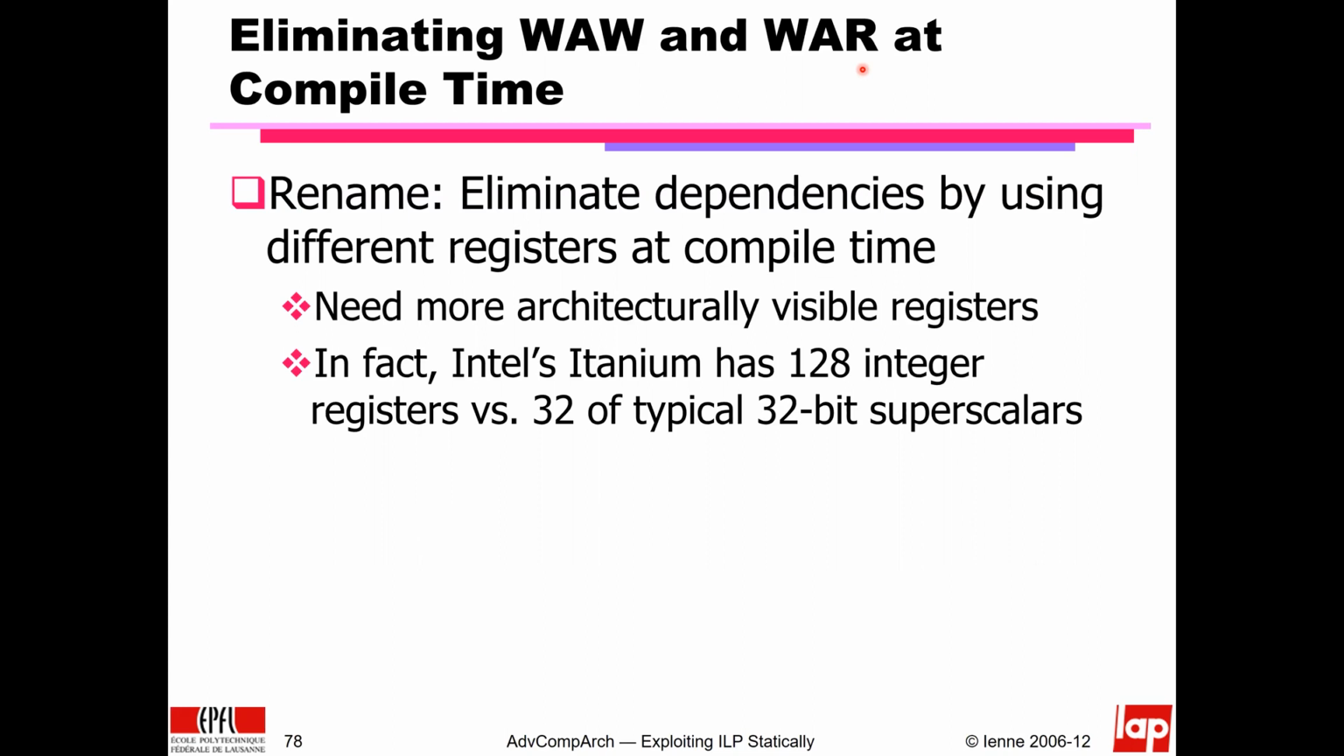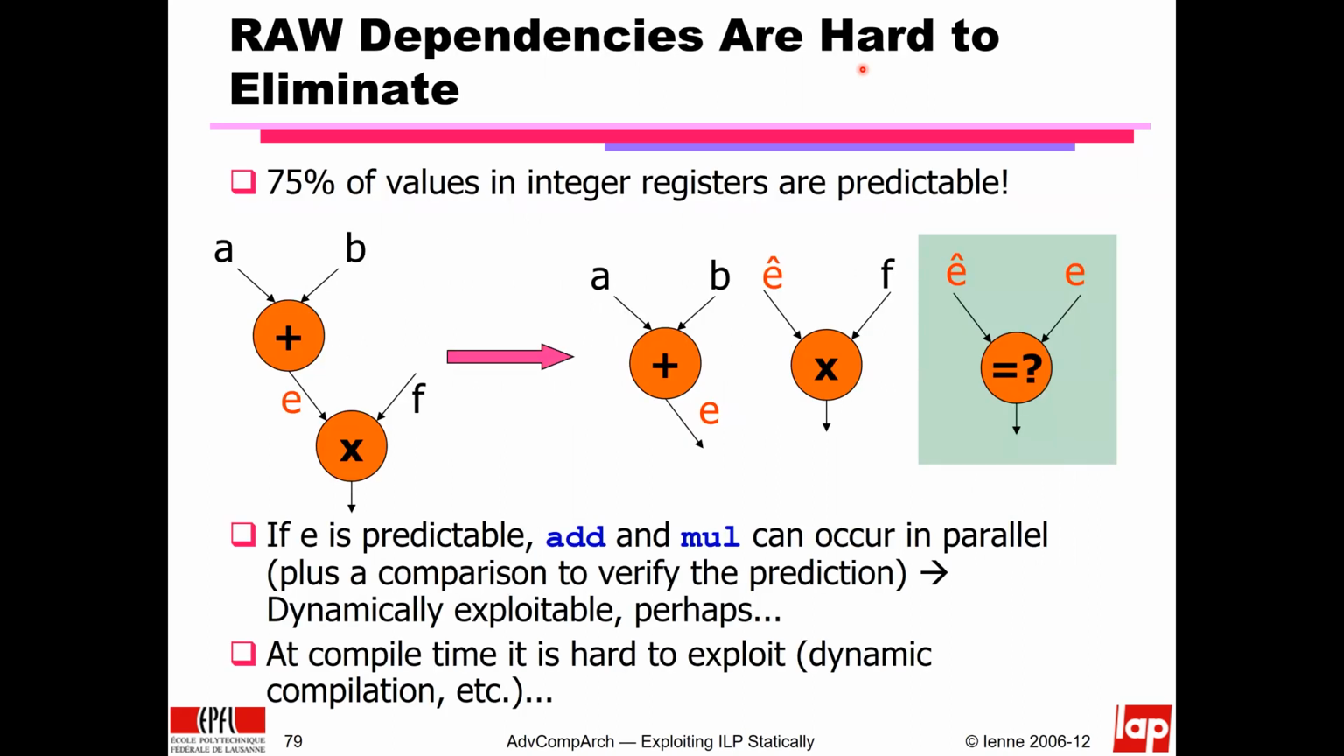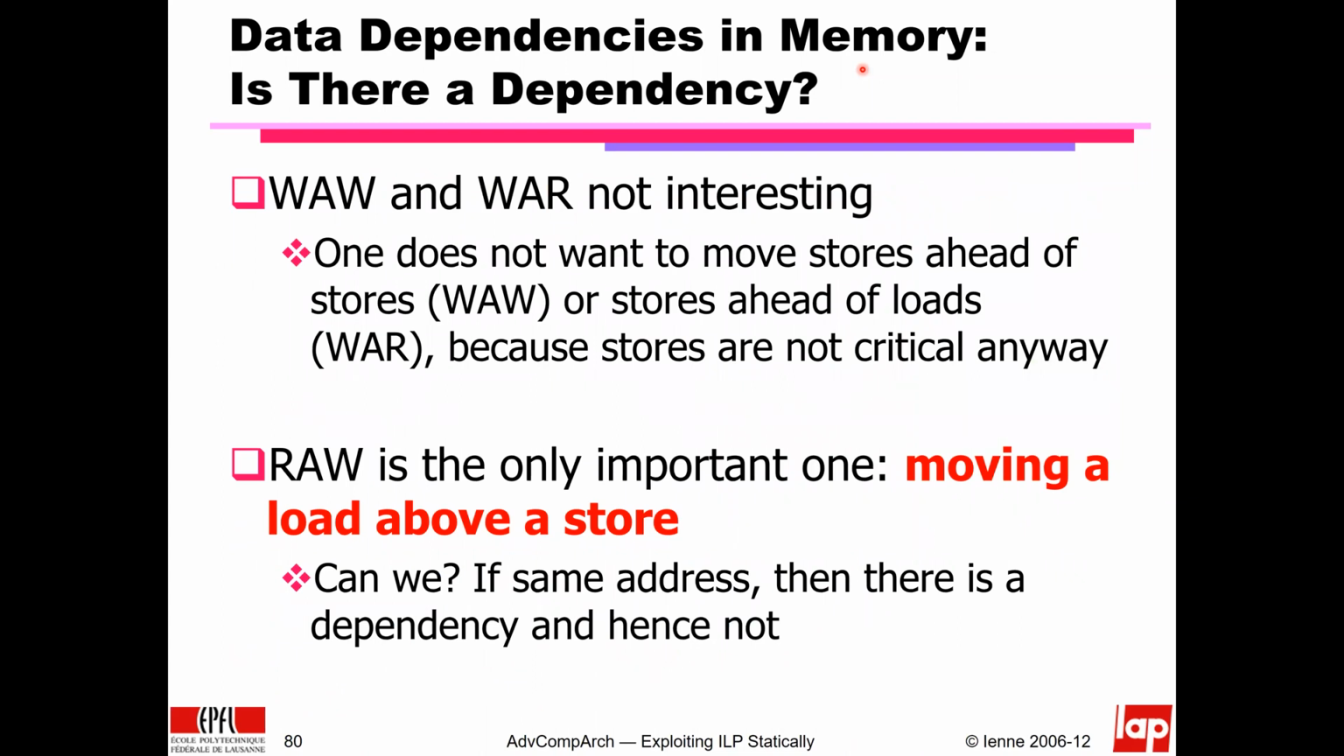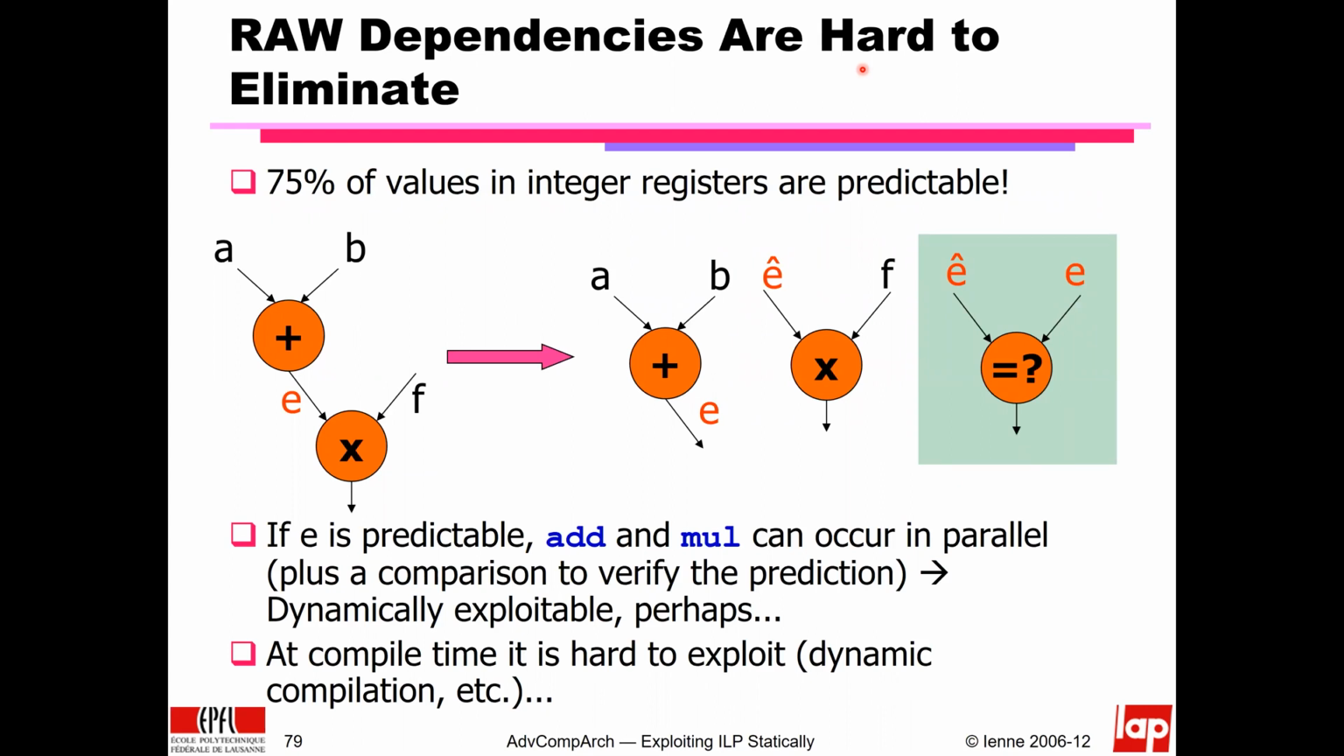So somehow the pressure on registers is significantly increased in VLIW processors. So what can you do about dependencies? I don't think there is a lot to be said, because basically dependencies you have to obey. And essentially, you can find these dependencies very easily because they are clearly written in the code.